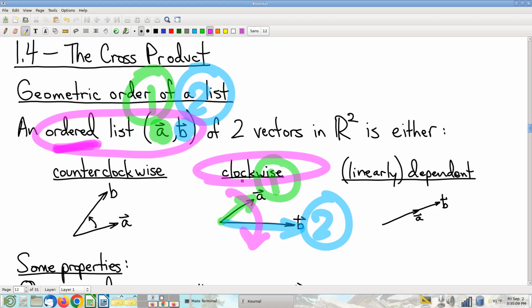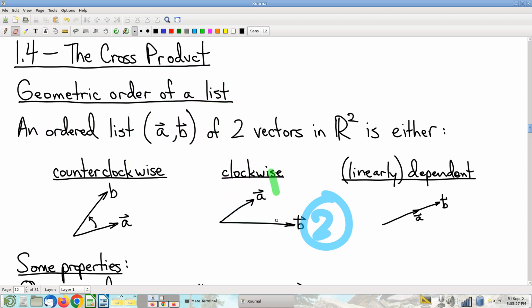So this is getting at the geometry of the list, you see. Depending on how your vectors are arranged and depending on what order you write them down in, that list is either clockwise or counterclockwise, and that's what I'm going to call geometrically natural. There are some neat natural properties that we're going to write down in just a moment.